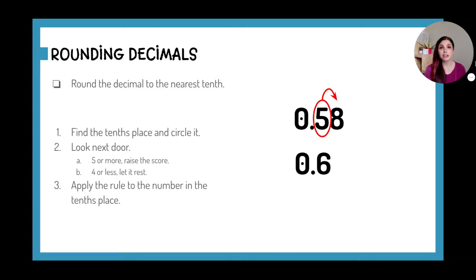Now, if I think about this in terms of a number line, I notice that I have two sets of tenths, 5 tenths and 6 tenths. Now look at the number 58 hundredths. Do you think it's closer to the 6 or the 5? I can see on my number line that the dot is clearly closer to 6 tenths than it is back to 5 tenths. So that confirms that my answer of 6 tenths is the correct way to round this answer.